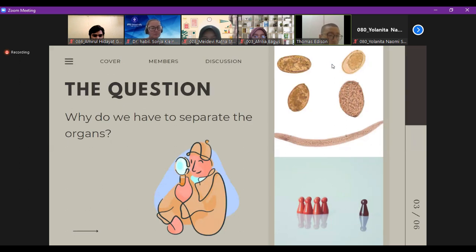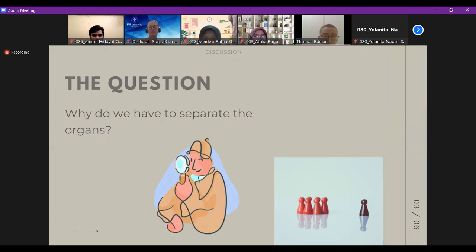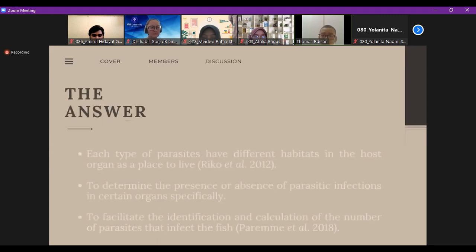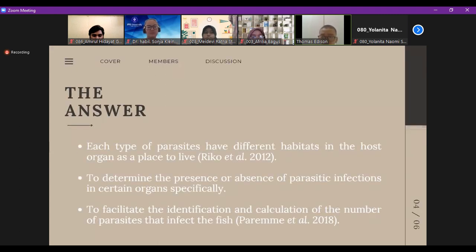The question is, why do we have to separate the organs? So why do organs have to be separated when we dissect the fish? Now, it's common sense that we organize the organs separately after we open up the cavity of the fish to identify the organs. First thing first, from the study at 2012 from Rico et al. That said each type of parasite have a different habitat in the host organs as the place to live.